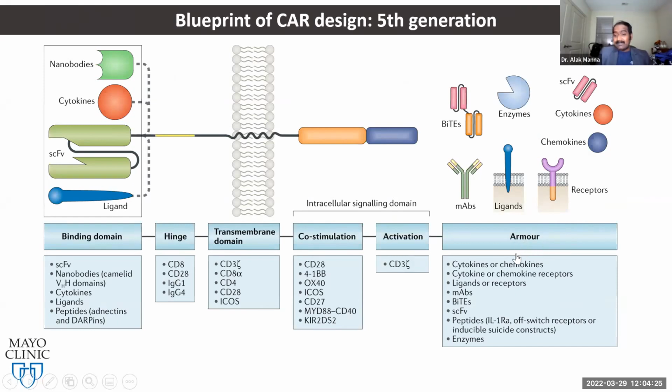And this last part, which is basically the armor, that also you have to choose wisely, whichever could better benefit your CAR, or the tumor microenvironment, or anything else that you would like to target. So this is basically a blueprint of the 5th generation CAR that we are now working with.